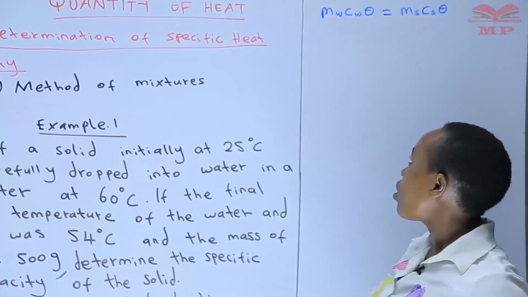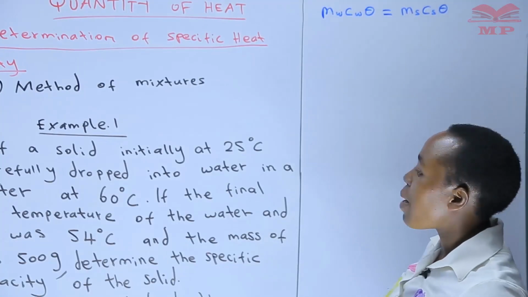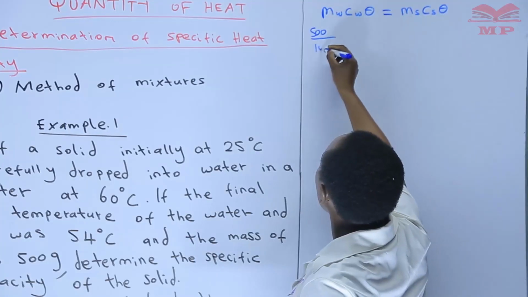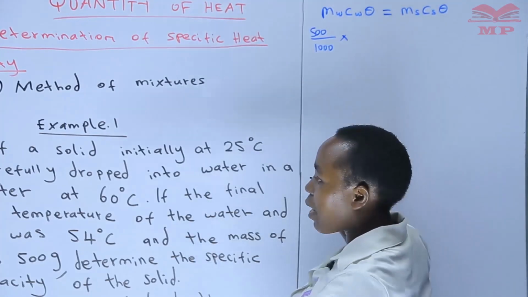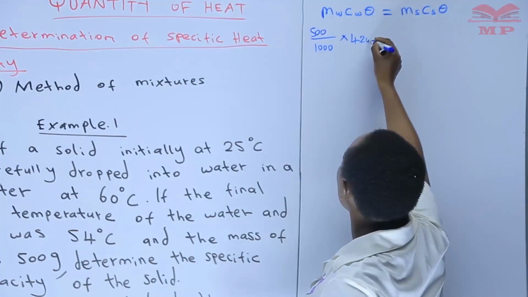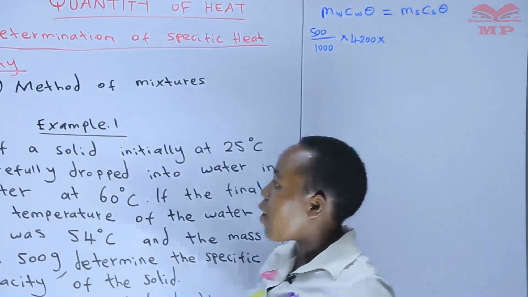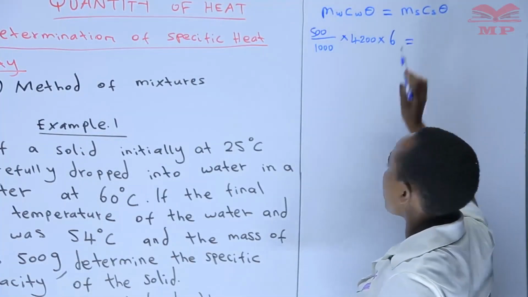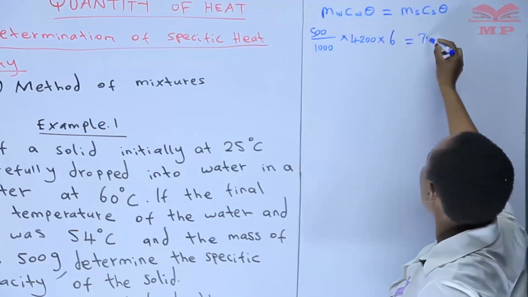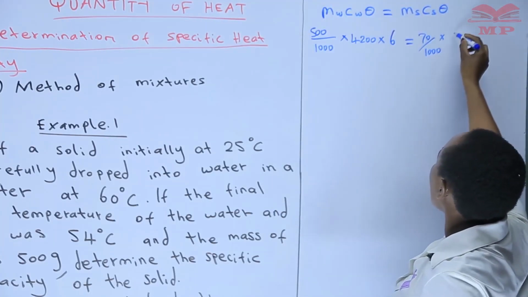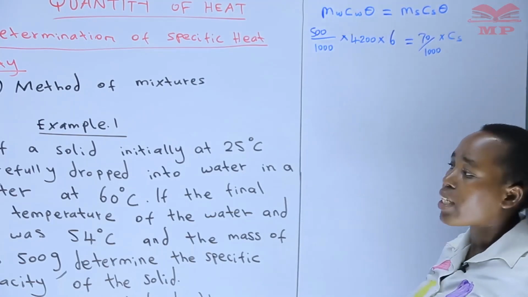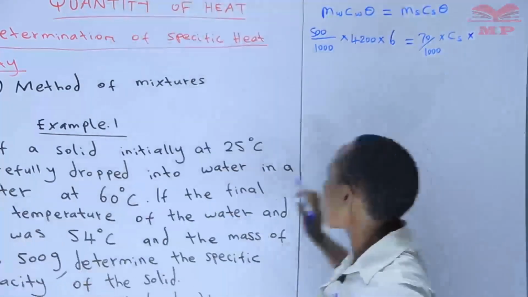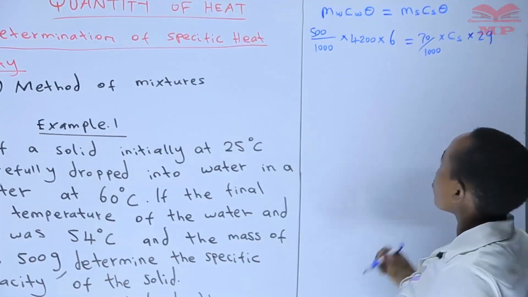So we substitute what we have been given. So what is the mass of water? From there, we have 500 all over 1,000. Specific heat capacity of water is 4,200. Change in temperature for water is 6. Is equal to mass of the solid, which is 70 all over 1,000. Specific heat capacity of the solid is what is in question. And the change in temperature for the solid is 29. So that is what we have.